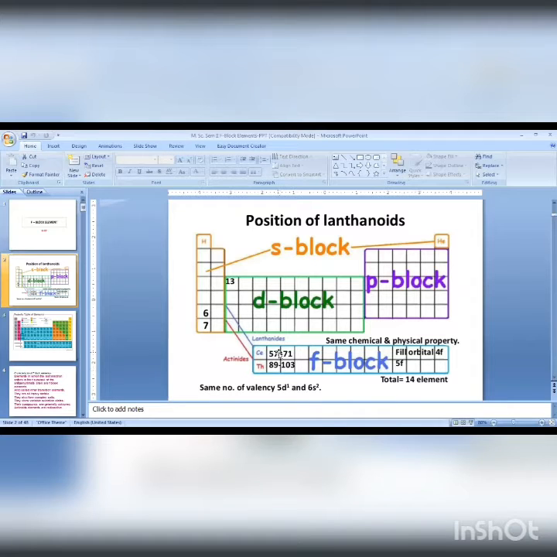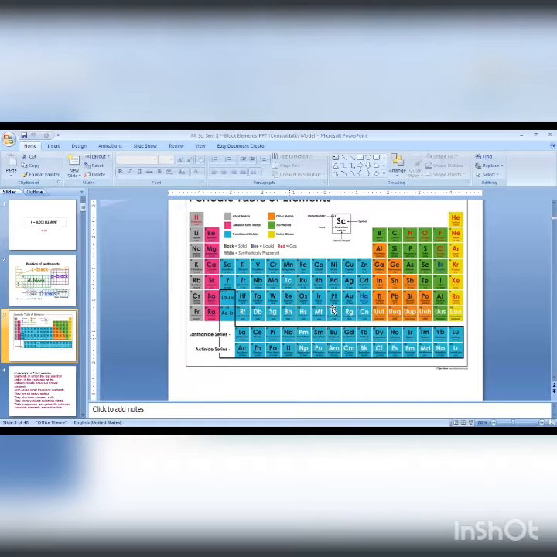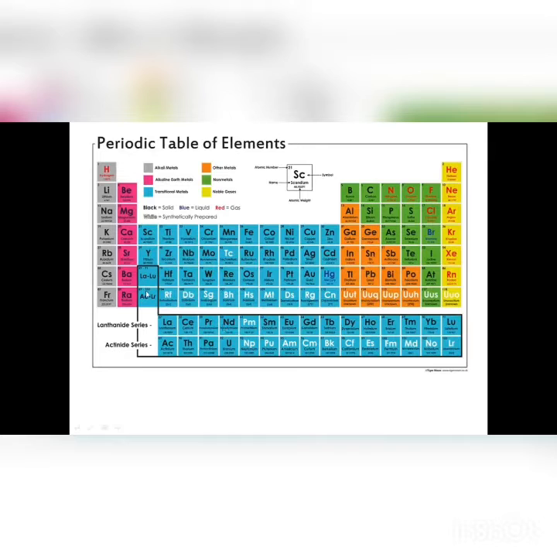Hence lanthanide elements are also known as 4f block elements, and the actinide elements are known as 5f block elements. Here, if we look at the periodic table of the elements, this is the S block of the periodic table, this is the P block, and this is the D block of the periodic table having 4 important series, and this is the F block of the periodic table. Here this is the first A group of the periodic table, this is the second A group, this is the third B group.